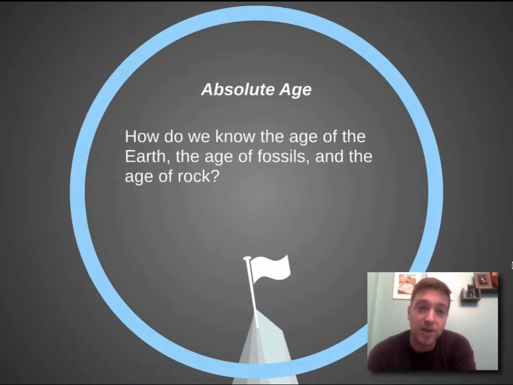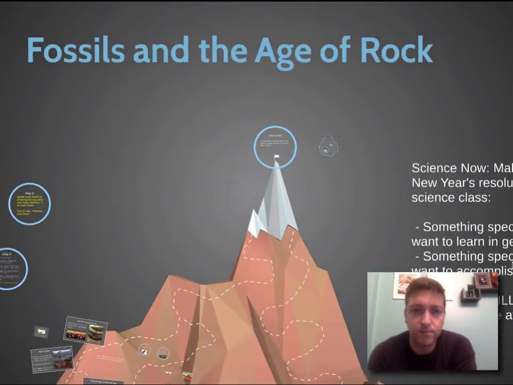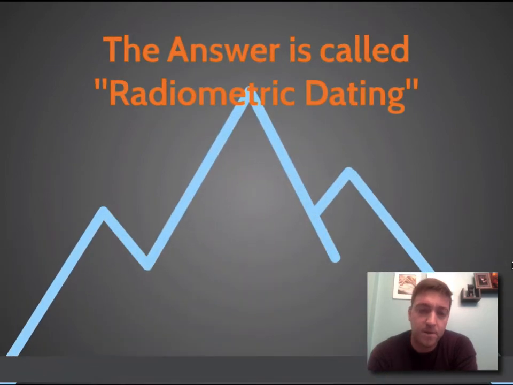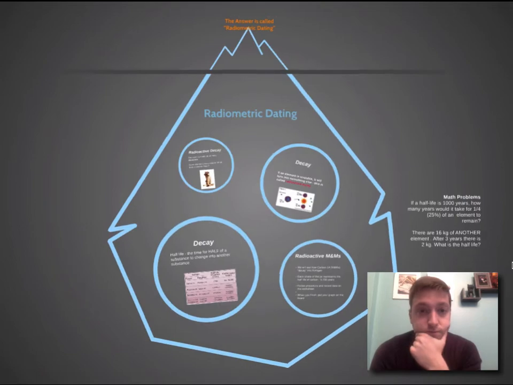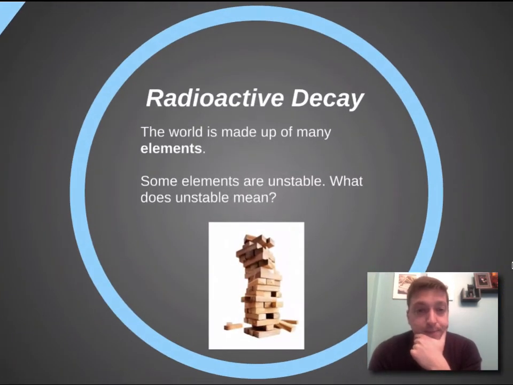So how do we know the age of the Earth, the age of fossils, and the age of rocks? Remember that fossils are made of rocks, sedimentary rocks. Okay, so we can do this thing. It has a few names: radiometric dating, carbon dating, radioactive dating. So what is that? It's all based on something with radioactive decay.